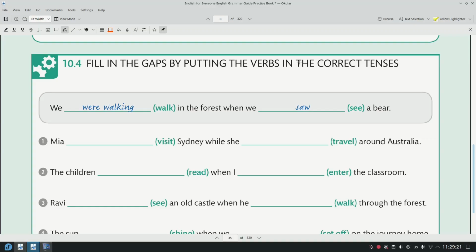Let's move on to the next one. Fill in the gaps by putting the verbs in the correct tenses. I think that we're going to have past simple and past continuous. Mia visited Sydney while she traveled. So Mia visited Sydney while she was traveling around Australia.